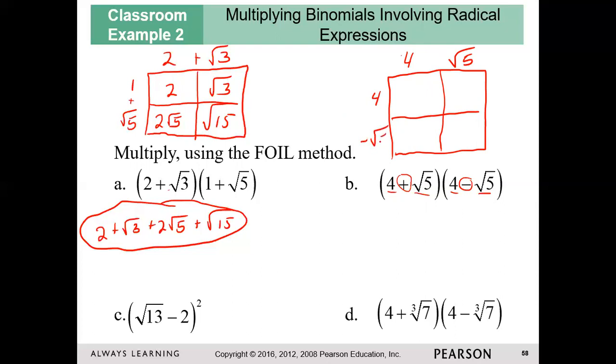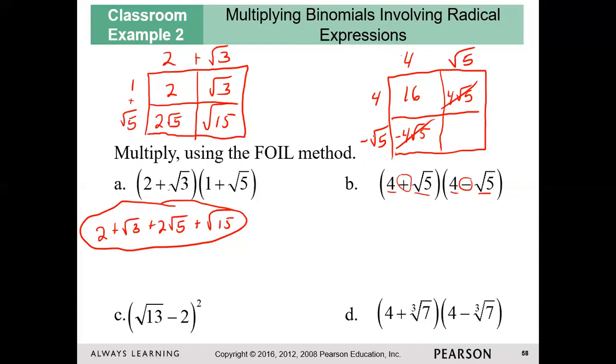So bear with me. Again, this is a positive one, this is my negative one, so make sure you keep track of that negative because it's going to be here. So 4 times 4 is 16. 4 times radical 5 is 4 radical 5. 4 times negative radical 5 is going to be negative 4 radical 5. So you can see immediately these will cancel each other out. You can do it now or later, it doesn't matter.